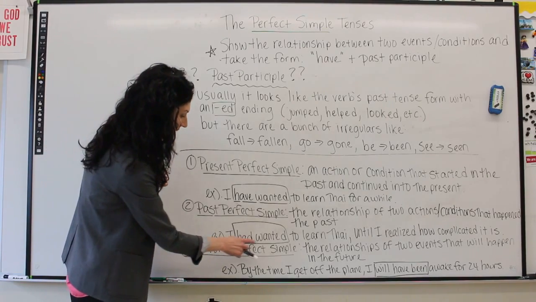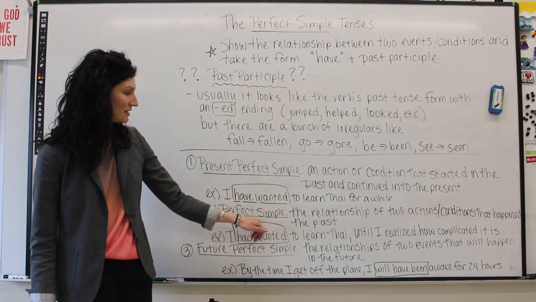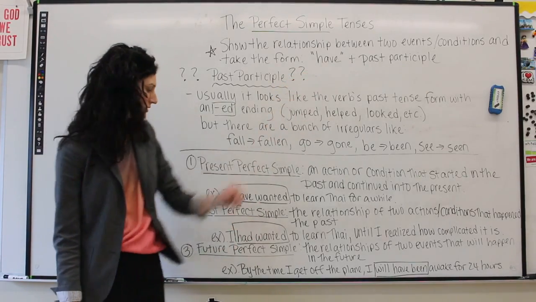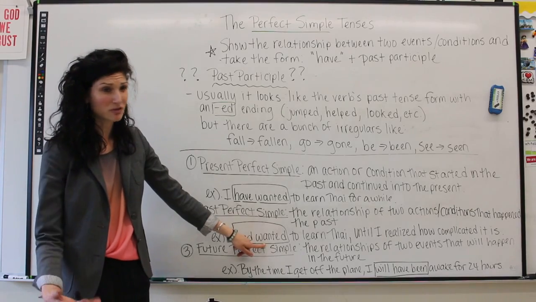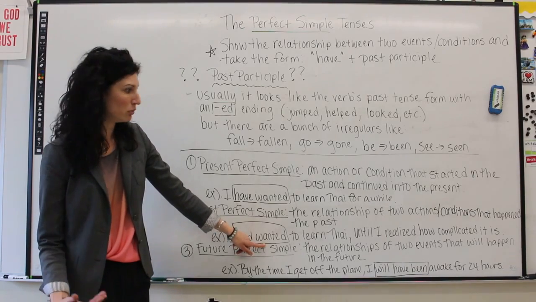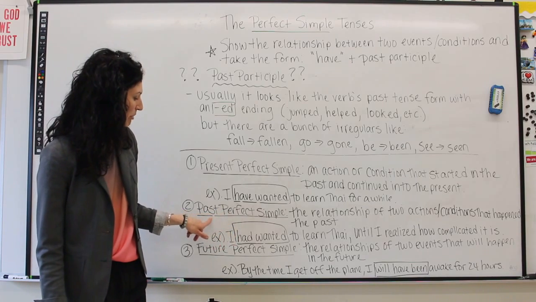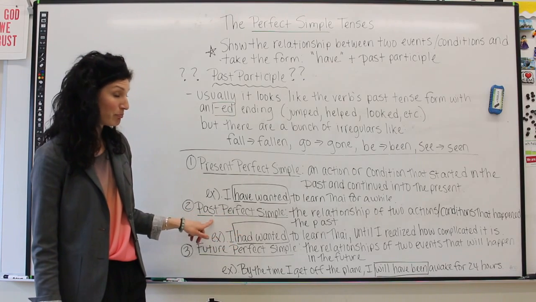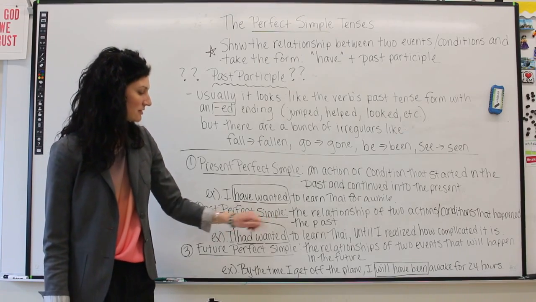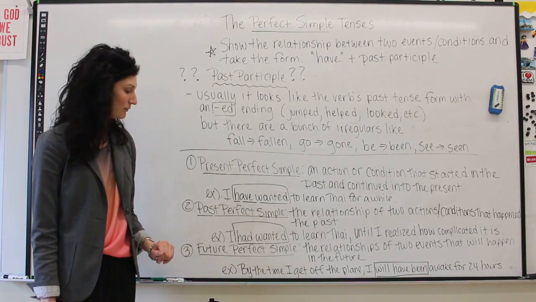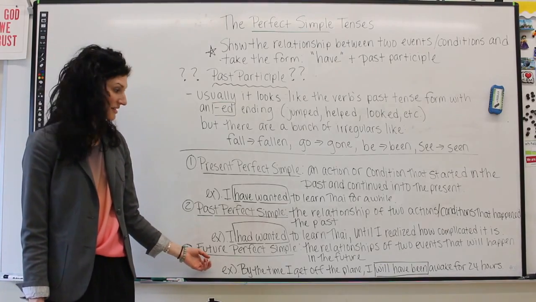I had wanted. Had is the past simple form of have, followed immediately by the past participle or another form of the verb want. Okay? So here you can see that you have the past, because had is in the past simple form, past perfect simple form. Okay? Now, let's take a look at the future perfect simple.